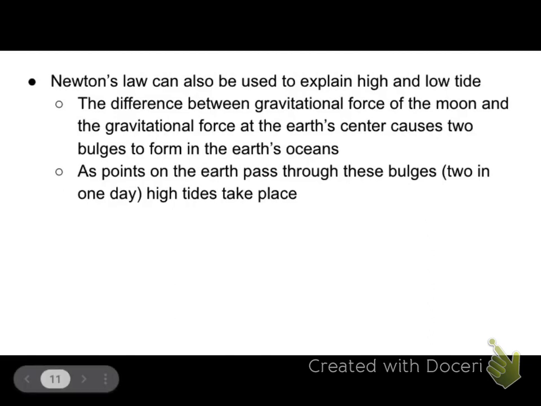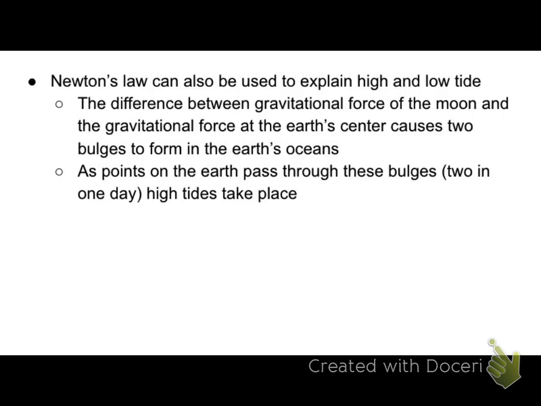Newton's law can also be used to explain high and low tide, which I found to be an interesting concept. So basically, when you look at the line that the moon makes with Earth, right? On both sides of the Earth, the side closer to the moon and the side further from the moon, there's a difference between the gravitational force at the Earth's center and the one at its surface. And that causes a bulge of water to form, that difference in gravitational forces.